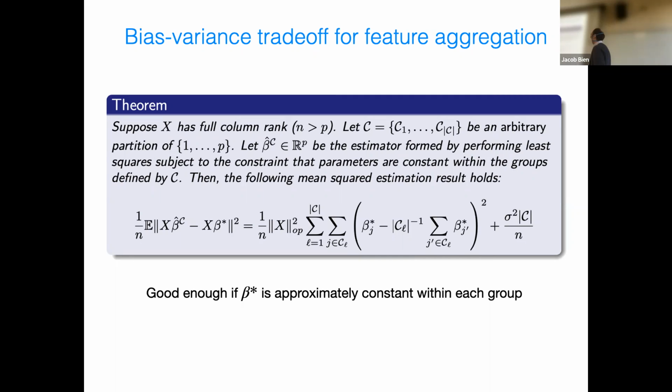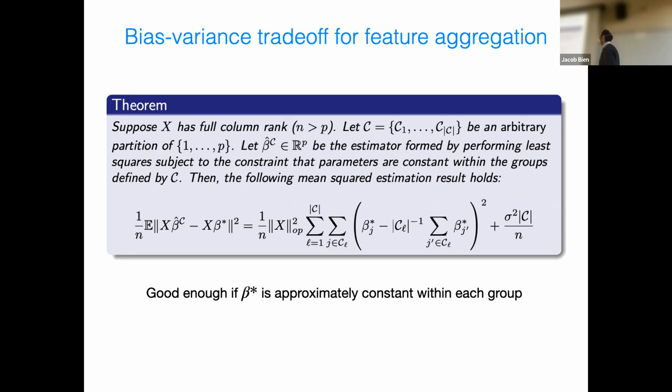And so here, this is a result about prediction error. It's a very simple situation. It's imagining that suppose we started with a particular partition of the features, and then we do the aggregation according to those groups, and then we fit least squares on these new aggregated features. And I'm not saying anything special here, this is just for an arbitrary partition of the features, which I'm calling script C.